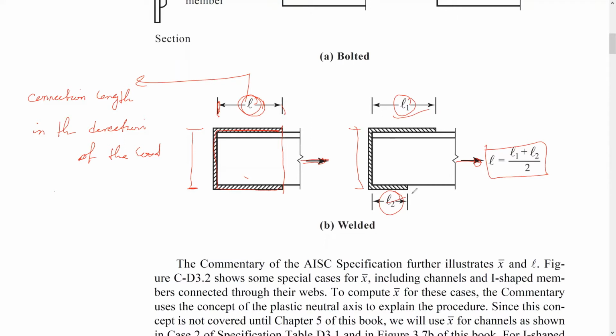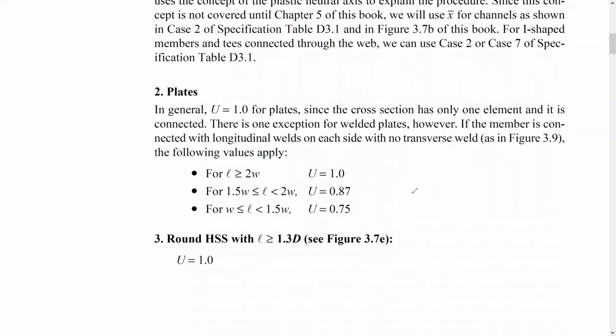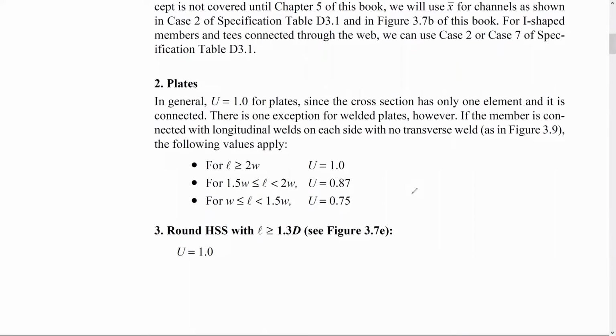Okay, so these are, let's say, for any type of tension members, and we can find the X bar and L, which is the length of connection in the load direction. Okay, we do have many different cases here for the plates. Usually U is equal to 1, okay, because the cross section has only one element and connected. It is always 1. Exceptions for welded plates, which are these cases. Okay, guys, these are the cases for the exceptions.